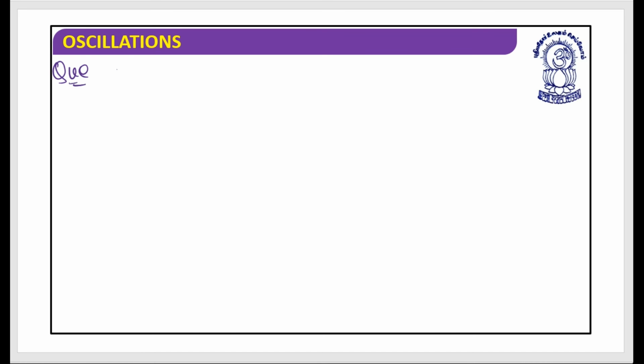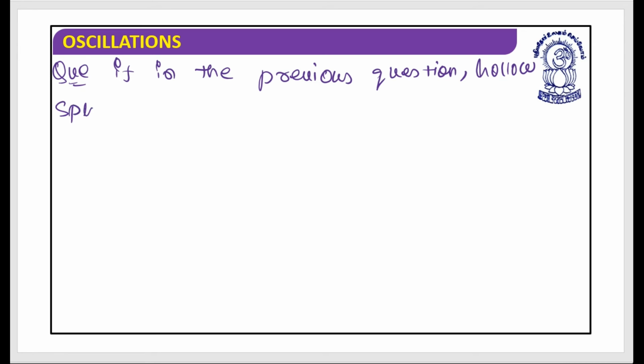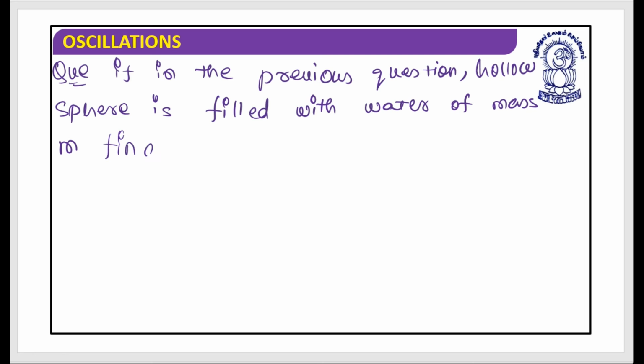The question says, if in the previous question the hollow sphere is filled with water of mass small m, find out its time period. How will you do this? This was the hollow sphere. Let me draw it again.